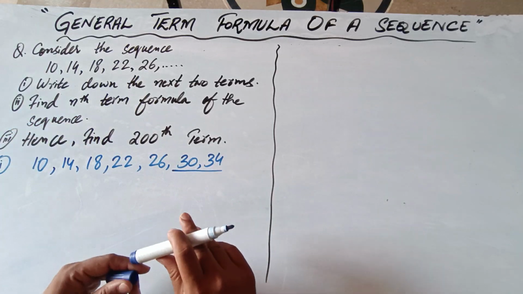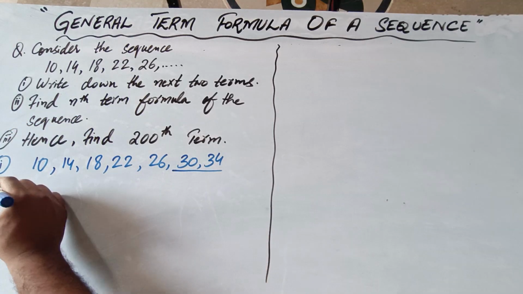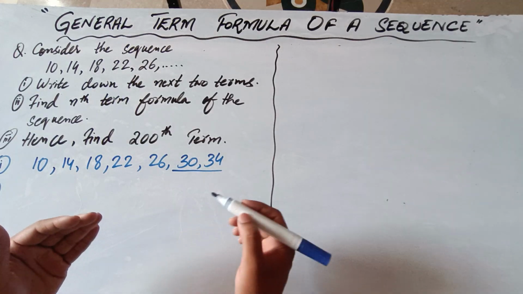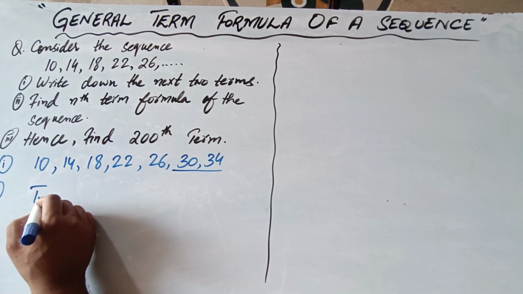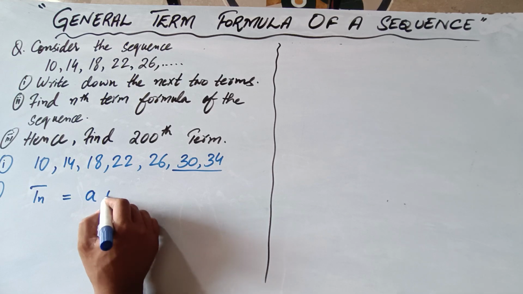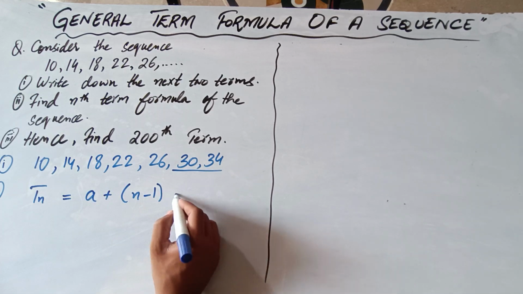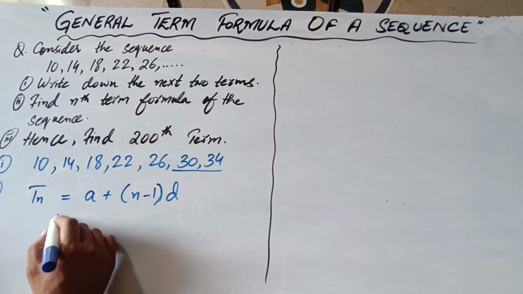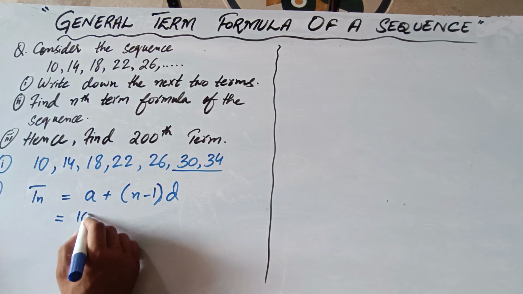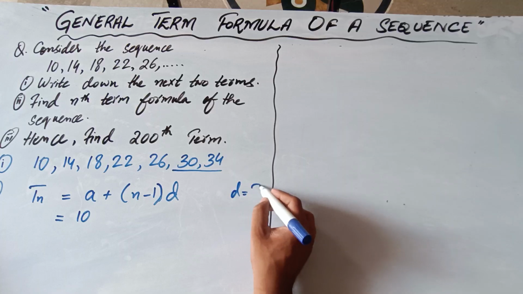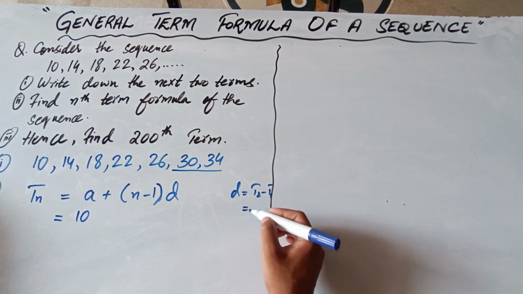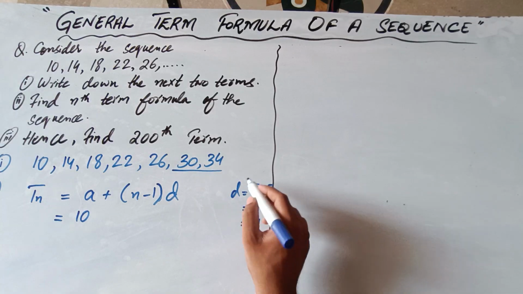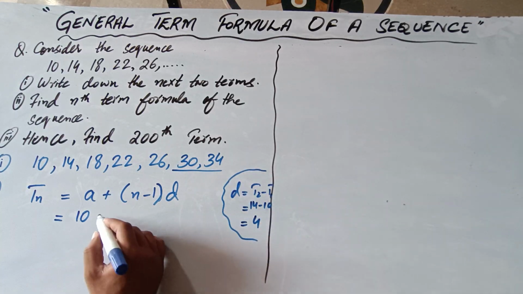Now find the nth term formula of the sequence. The nth term formula can be found with the same pattern in which we found it in the previous question. Tn is equal to a plus n minus 1 d. Again, a is the first term of the sequence. So a is equal to 10. To find the difference, you can do it over here, T2 minus T1. T2 is 14 minus 10. So 14 minus 10 is 4. So this is your difference.